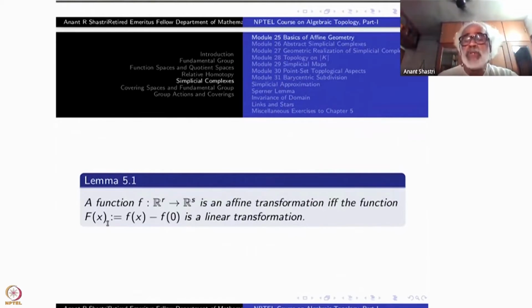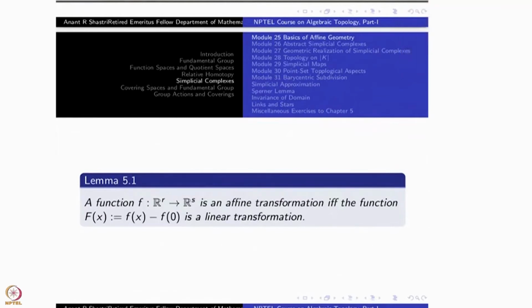Okay. So in other words, x going to a times x is a linear map. X going to ax plus some b is an affine linear map. So any degree 1 polynomial defines an affine linear transformation. If the constant is 0, then it is a linear map. All right.